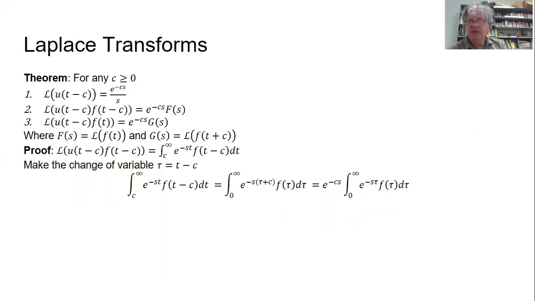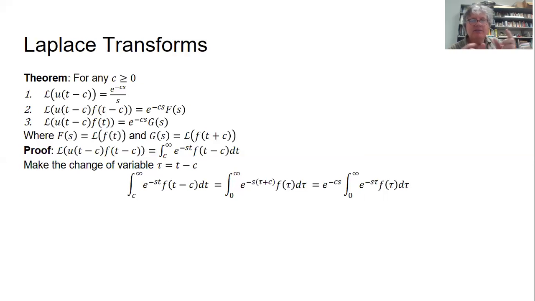Okay, and so the big thing is, of course, we have to know how we're going to do the Laplace transform of that. And so the Laplace transform of the step function is just e to the minus cs divided by s. And so for the first time, we've introduced an exponential in the Laplace transform land. Okay, and then the Laplace transform of the step function times f of t minus c is e to the minus cs times the Laplace transform of that f.